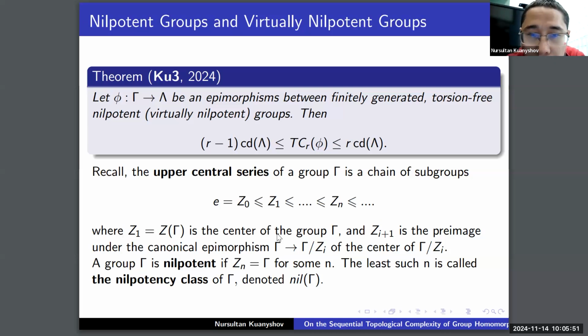Okay, so now the theorem says: if I have an epimorphism between finitely generated torsion-free nilpotent groups, then we have this estimate. Here I can estimate it using the target groups. In other words, r times the cohomological dimension of Lambda is bounded below by r minus 1 times the cohomological dimension of Lambda. And here I put virtual nilpotent groups. Since I computed the LS category of group homomorphisms of virtual nilpotent groups, I can obtain similar results, and namely it's exactly the same.